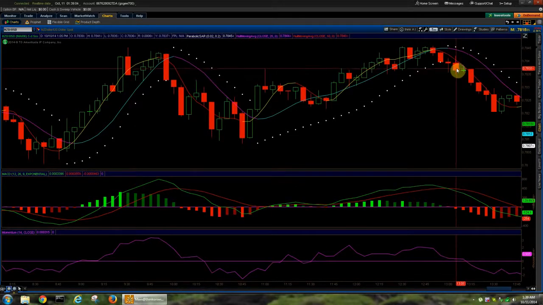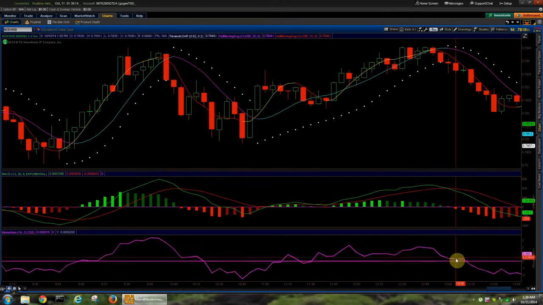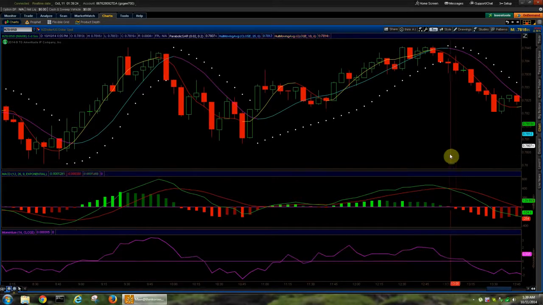If you take a look up here, you have a red line here, you've got a magenta line here, the parabolic SAR is on top. But what happens is that you could actually take the trade here. The momentum is not below zero. It's really not declining. It's declining slightly, but you could take the trade here. And since this is a 5-minute chart, you would do a 10 to 15-minute trade.